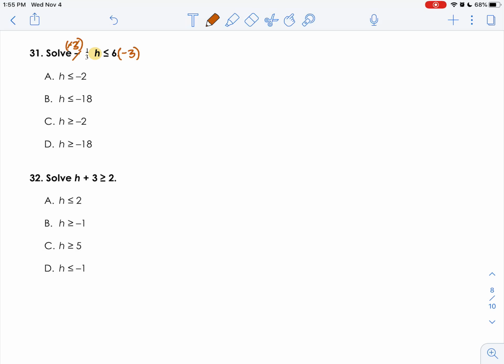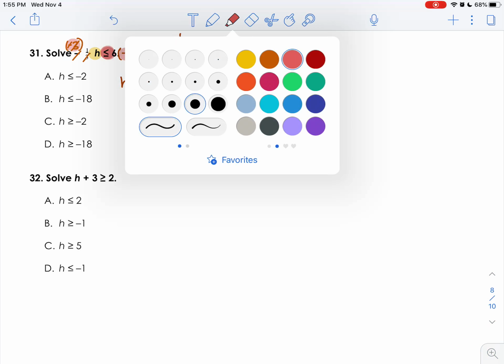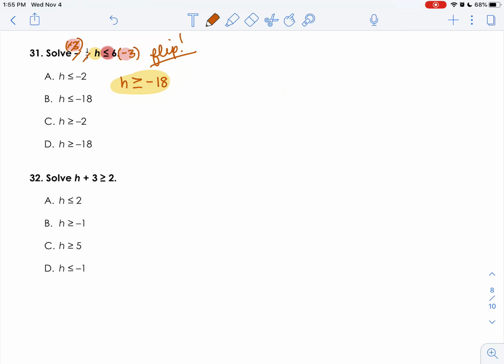So on this side, negatives cancel. The 3 on top cancels with the 3, leaving me with h. But I did multiply by a negative number, a negative 3, so I need to flip my sign. So h is greater than or equal to 6 times negative 3, which is negative 18, which is D.